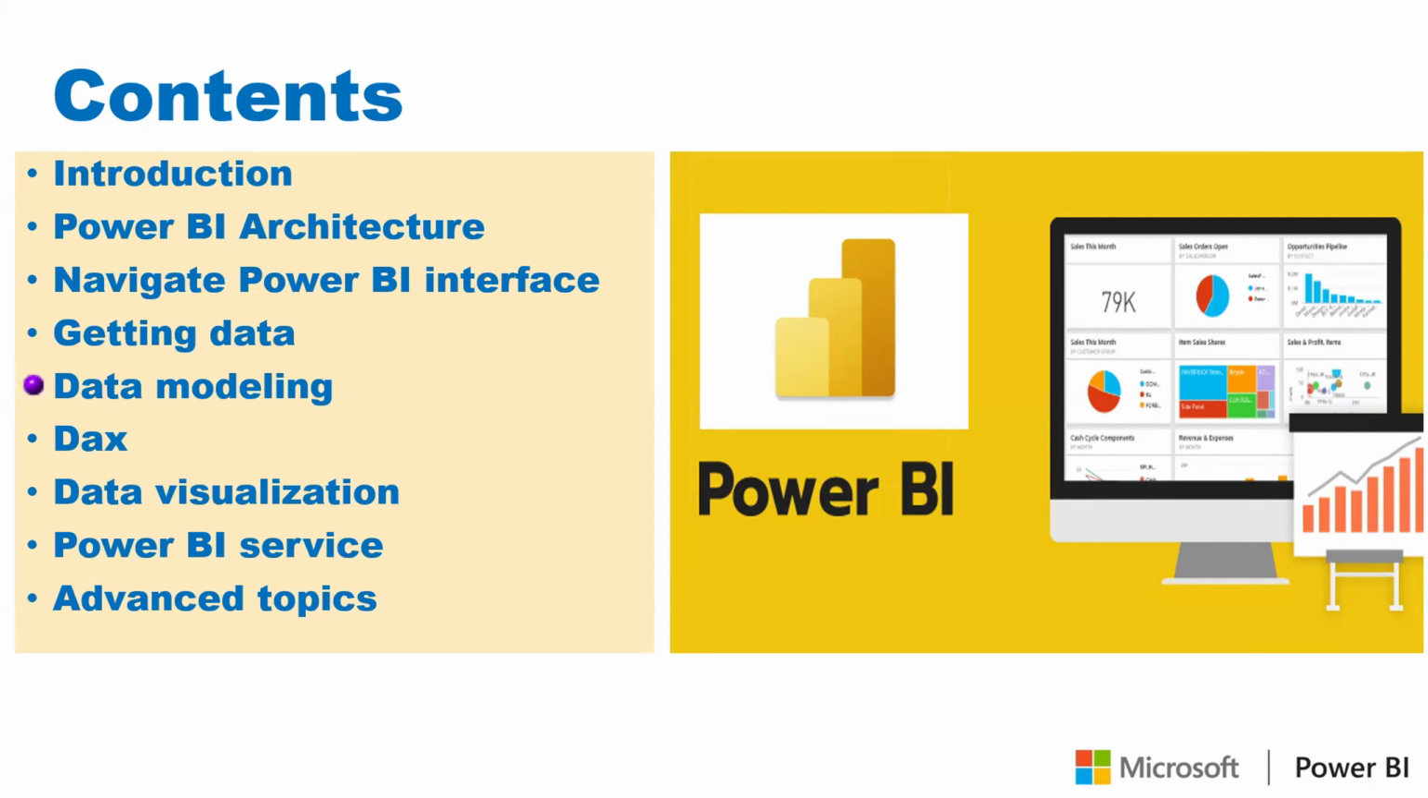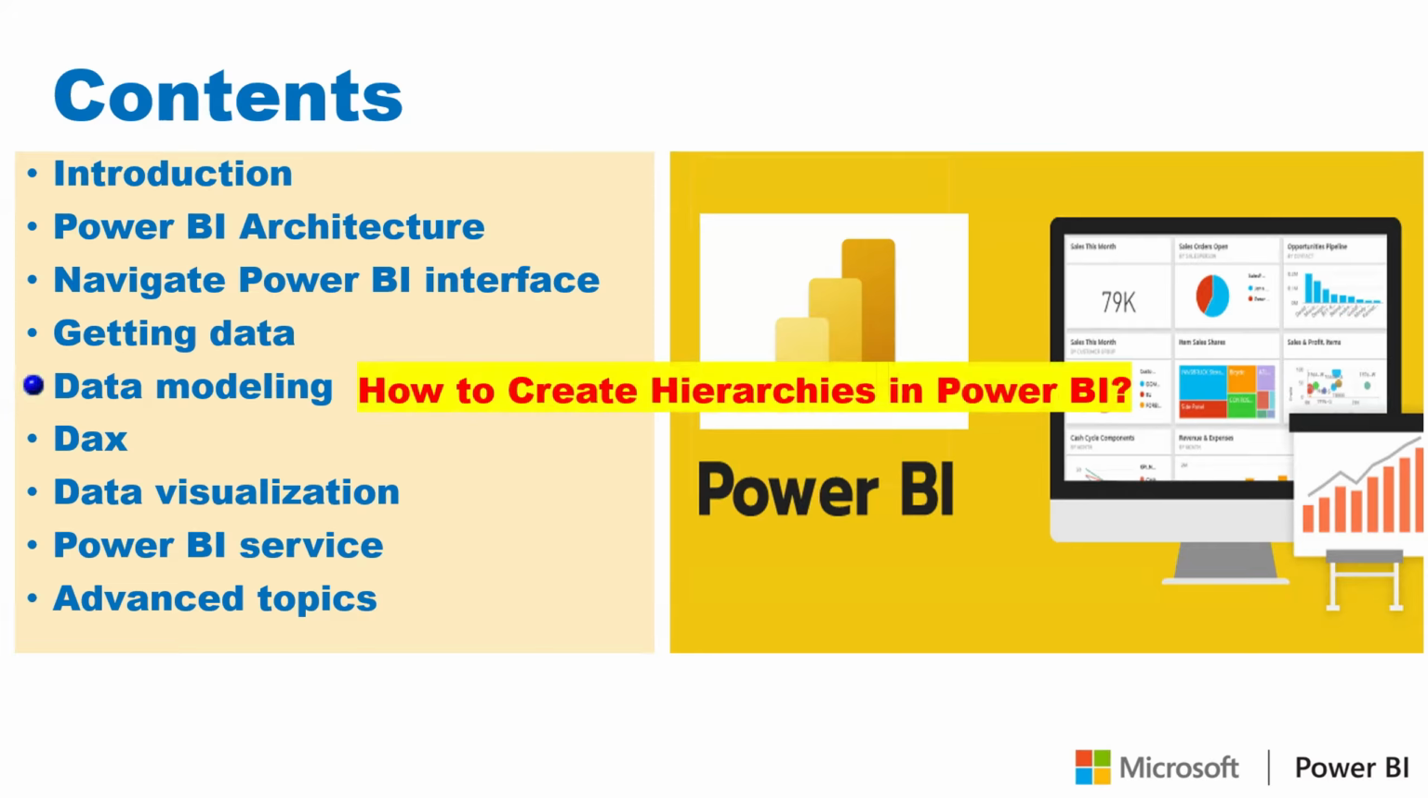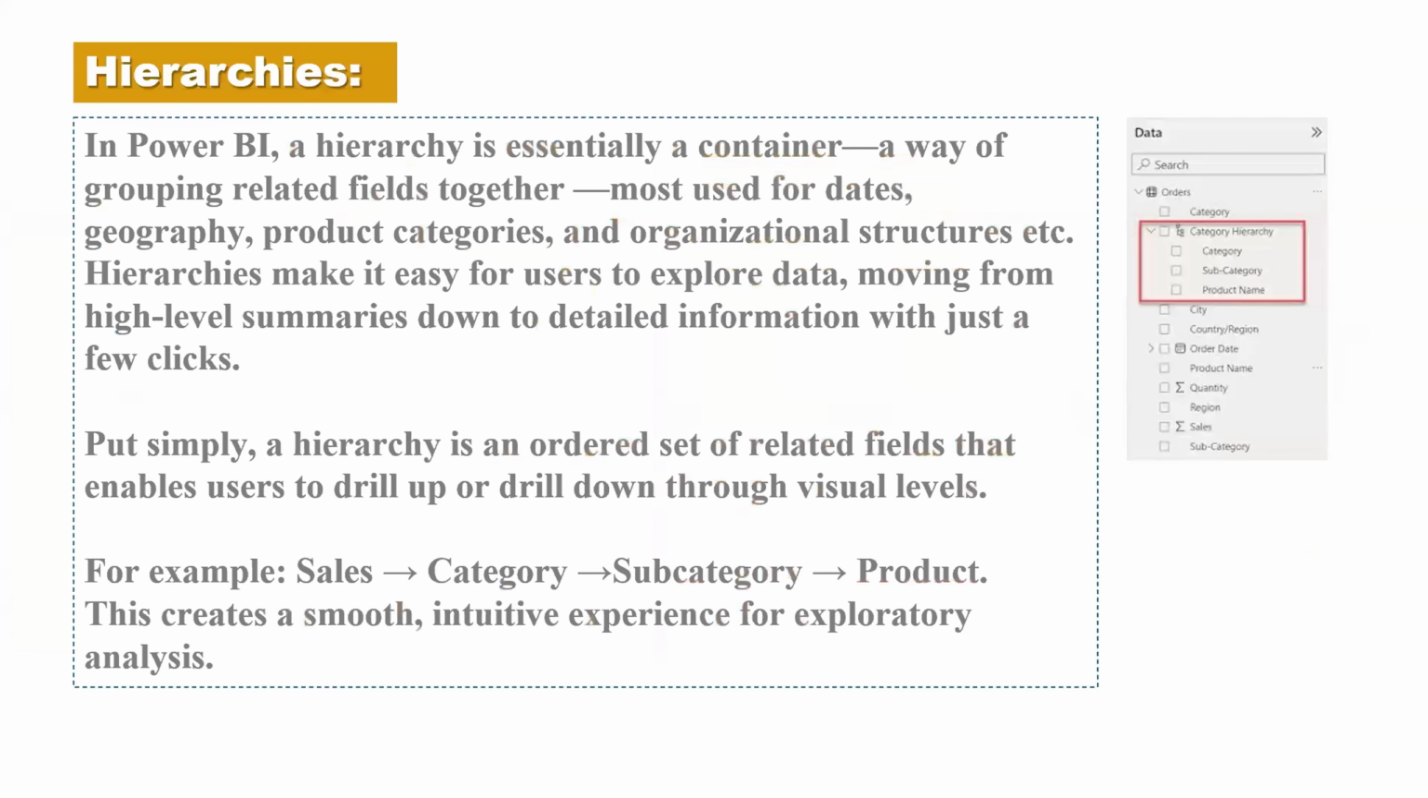In this course, I'd like to introduce the concept of hierarchies in Power BI. A hierarchy is essentially a container, a way of grouping related fields together. You'll commonly see them used for dates, geography, product categories, and organizational structures. Hierarchies make it easy for users to explore data, moving from high-level summaries down to detailed information with just a few clicks. Put simply, a hierarchy is an ordered set of related fields that enables users to drill up or drill down through visual levels.